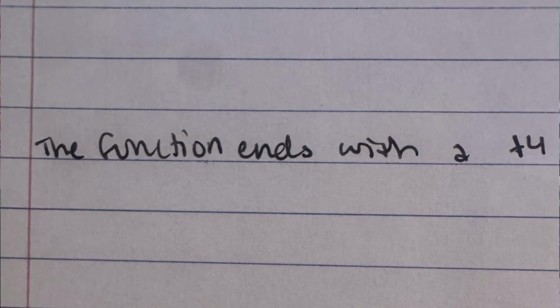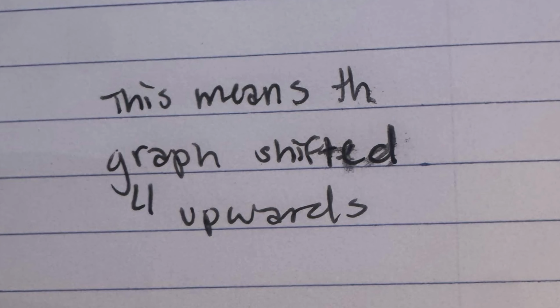Finally, I look at the number at the end. The function has plus 4, which basically says that the graph shifts 4 units to the top, or upward. So the 3 transformations are: first, shift to the right side 3 units. The second is a vertical stretch by a factor of 2. The third one is up 4 units.